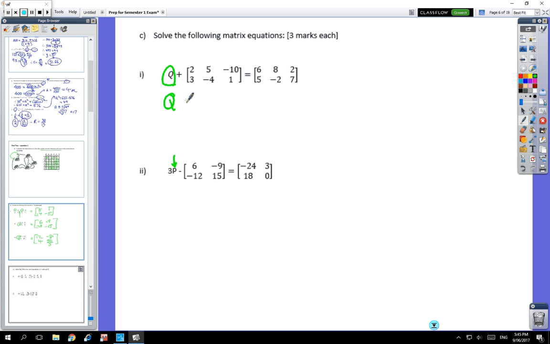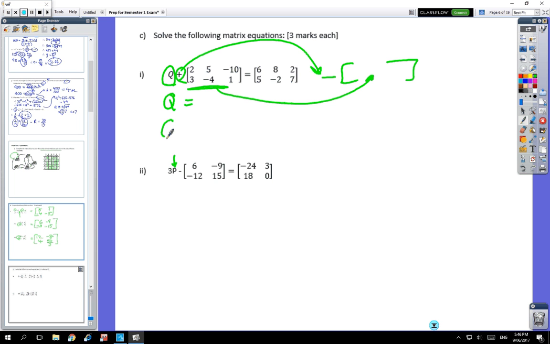Okay, so Q, so that's a plus matrix, so when it comes back it'll be a minus. So this matrix here will be that there with a minus sign. So we're just going to go 6 minus 2 is 4, 8 minus 5 is 3, 2 minus minus 10 is 12, 5 minus 3 is 2, minus 2 minus minus 4 is 2, 7 minus 1 is 6. Okay, so again you can show a few more steps, but that's basically it.